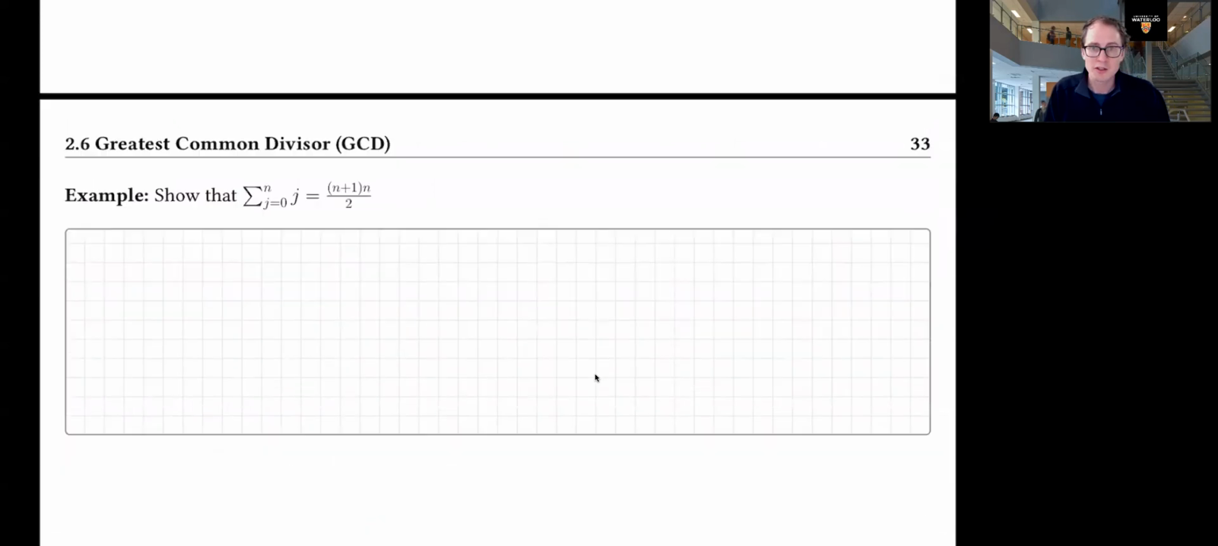So let me just remind you with showing that this sum is equal to n plus 1 times n over 2. So the sum of j from j equals 0 to n is equal to this. So what do we do? We start with the base case.